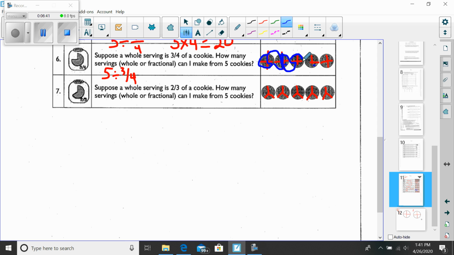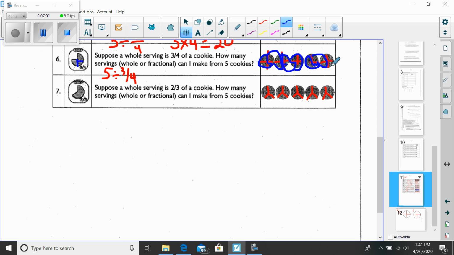There's a serving, there's one, there's one, there's one. Okay, so a serving is 3/4, right? I can see that over here. This is a serving. 3/4. Notice what I have left.